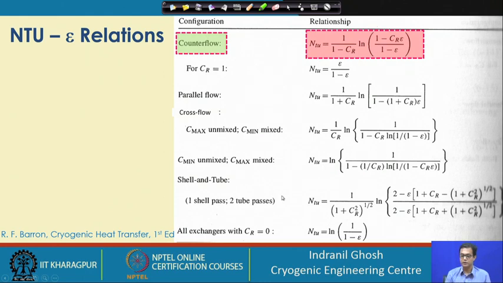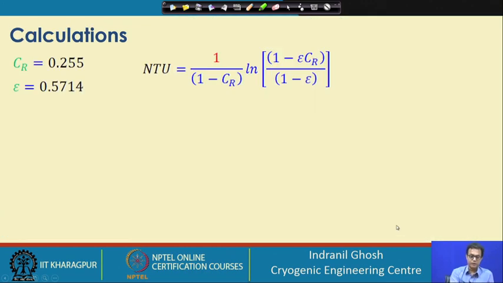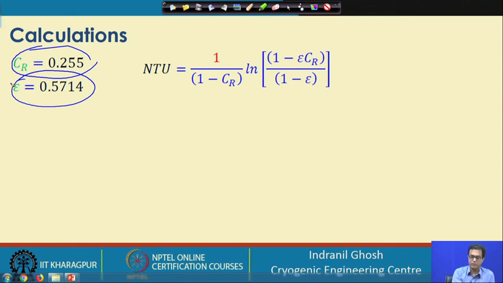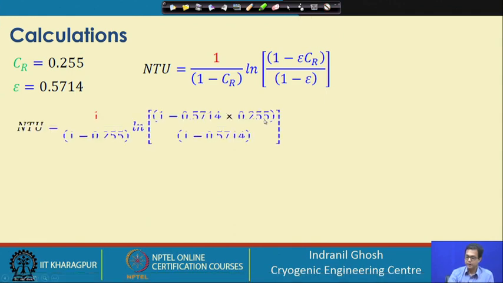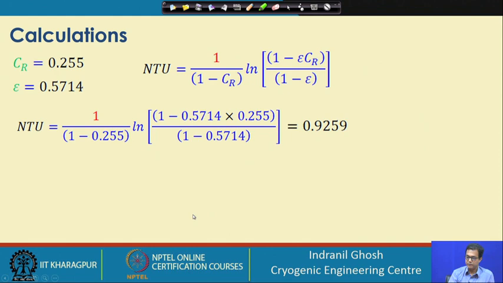So, for this counter flow heat exchanger, we have to use this expression for getting the NTU value. With CR equals 0.255 and epsilon equals 0.5714, if we put in these values, we get 0.9259. So, now we know the NTU. And what is the NTU? NTU is basically UA by C min.